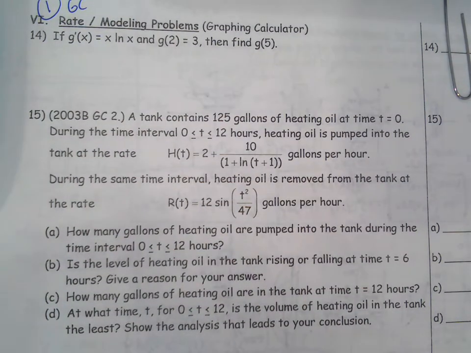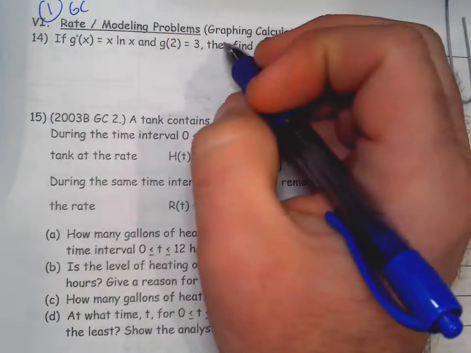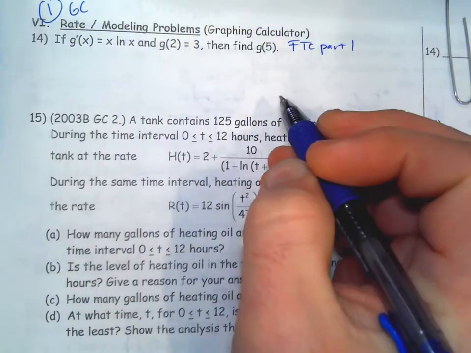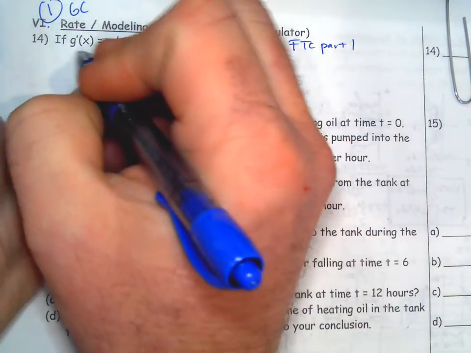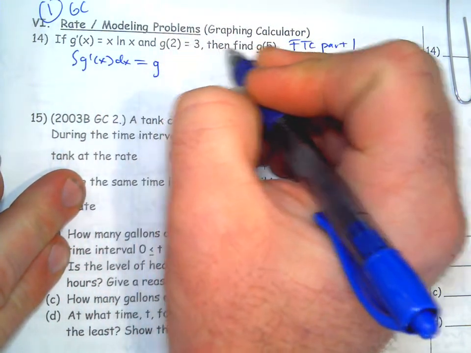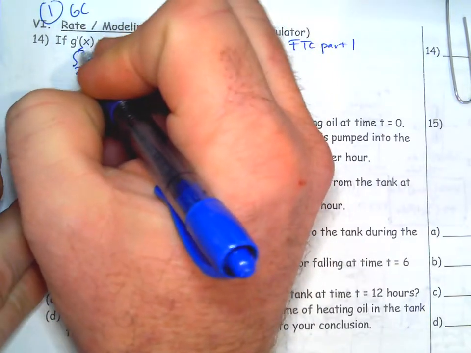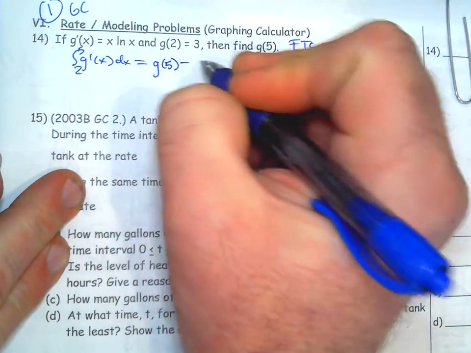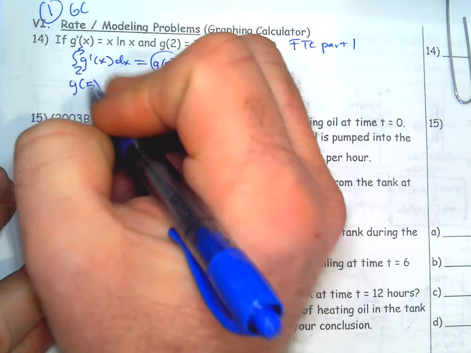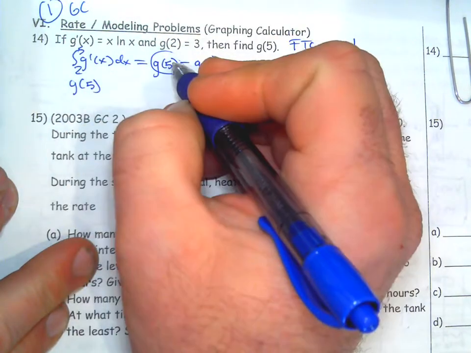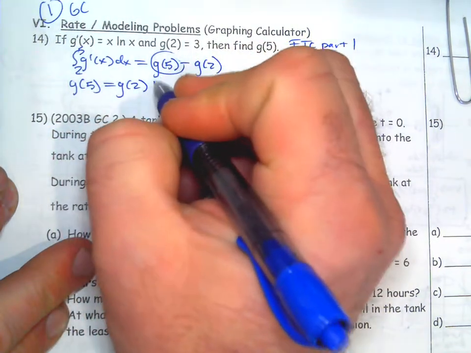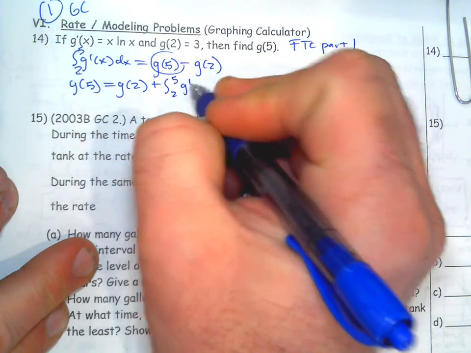So let's see. This is just fundamental theorem of calculus part 1. You have the derivative. So if you integrate g prime, you're going to get g. We want 5, smallest, biggest, plug top limit first, bottom limit second. So we're looking for g5. So g5 is a fundamental theorem of calculus part 1. If you integrate a derivative, you get the original function. Plug in limits like normal. g5 equals g2 plus the integral from 2 to 5 of g prime x dx.